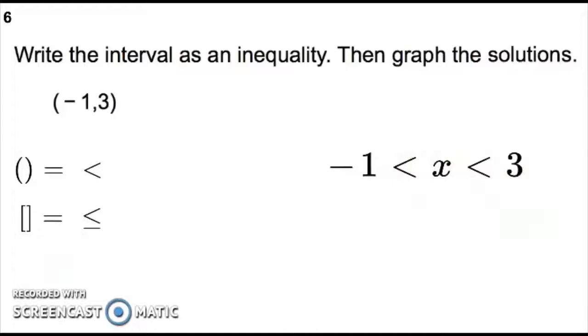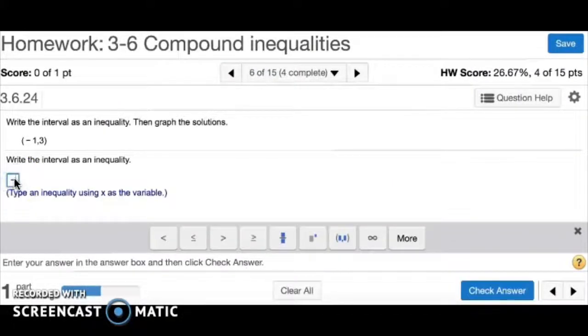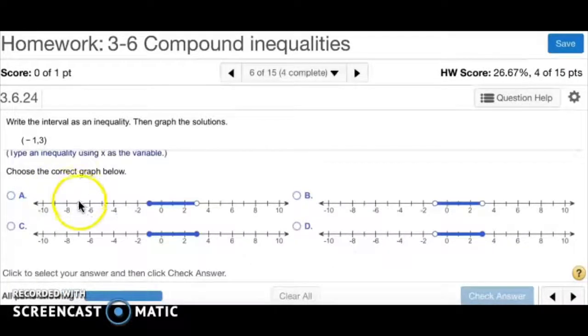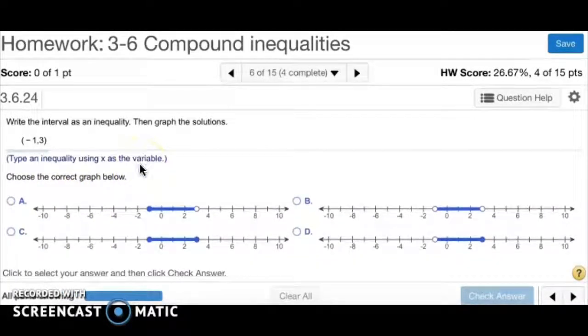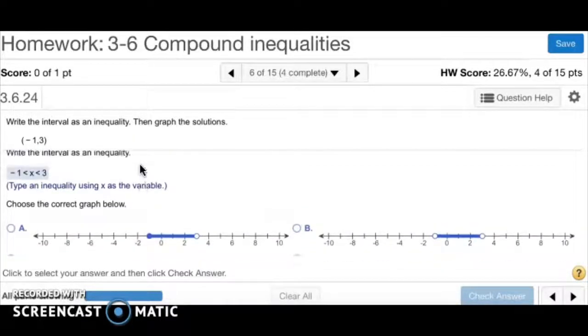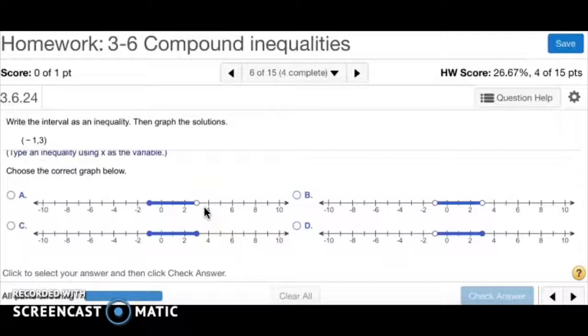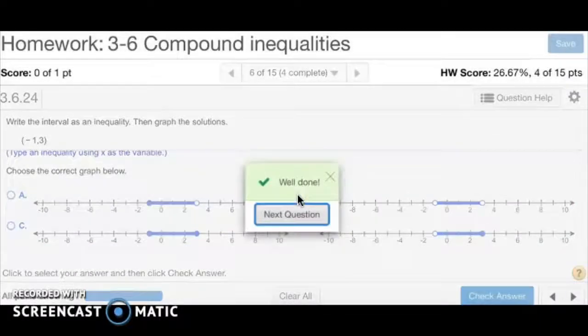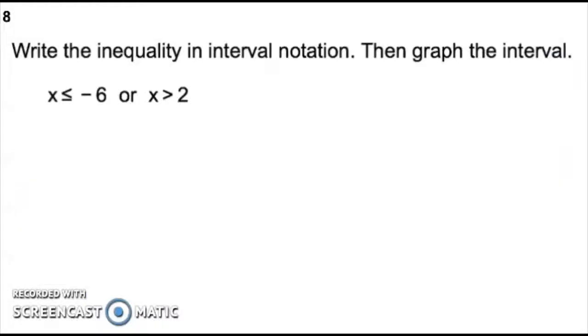So now let's graph that. So typing in negative 1 is less than x is less than 3. And now for the graph, it's going to be between negative 1 and 3, but both open circles because there's no lines under either of the inequalities. So that means it has to be B. And that's number 6.